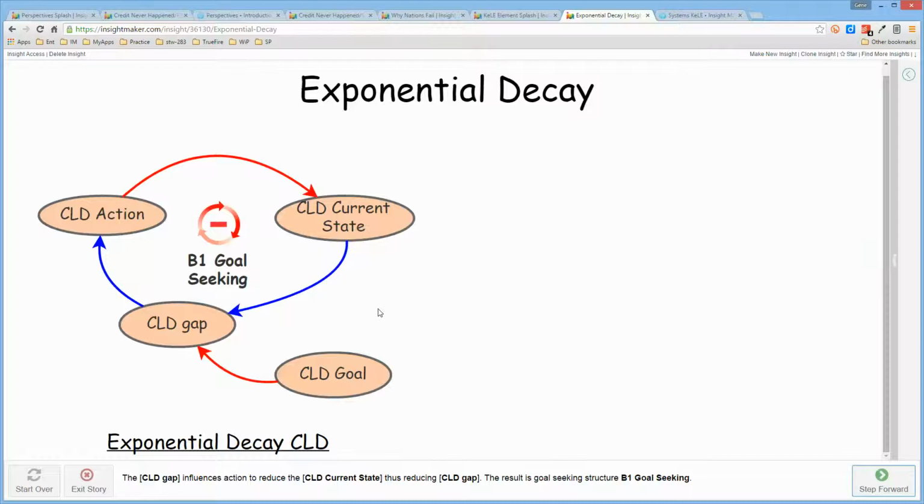So for a typical goal-oriented structure, the structure attempts to move the current state in the direction of the goal, and it's an increase because the goal is greater than the current state. Though for an exponential decay, the goal is actually less than the current state. And the characteristic behavior that results from this is distinctively different than what you find when you look at the behavior over time graphs for a goal-seeking structure.